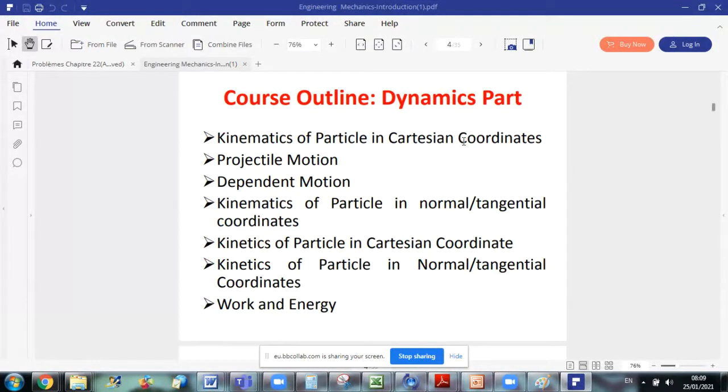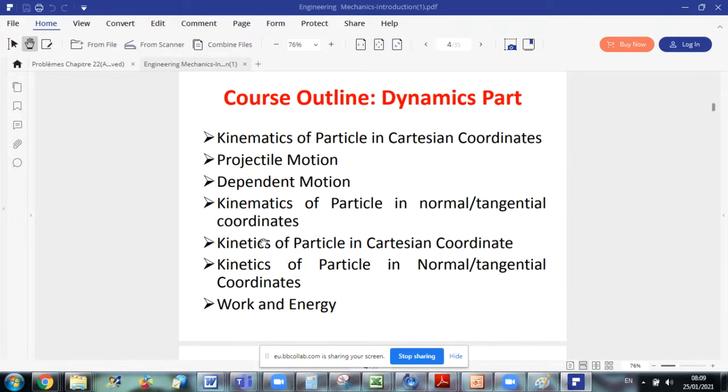So we will see that we have several types of coordinates that can be used to describe motion. When we say Cartesian coordinates, it's the frame you are usually familiar with, IJK. It's a fixed frame, and I express everything with respect to it. While normal tangential frame is a frame that will follow the particle, and we will see together how we work with it. After this, we will study kinetics of particle in Cartesian coordinates.